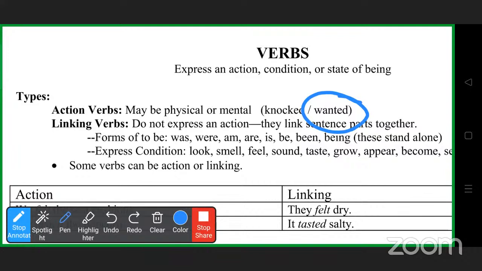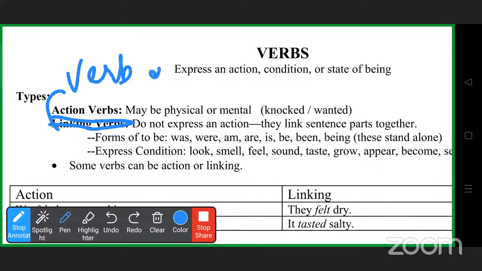Then there is another kind of verb. They call them linking verbs that do not express action. But I would suggest that you cut that off, and just keep in mind there is another category of verb for that, which is a verb of incomplete predication.